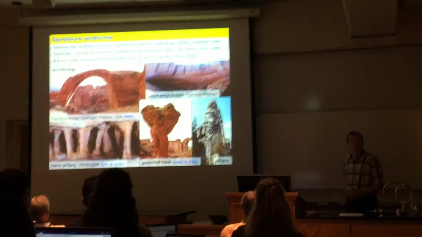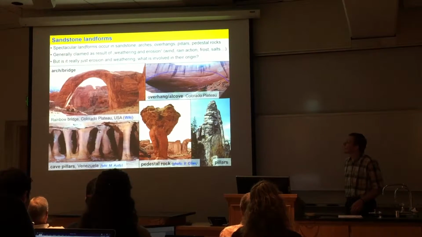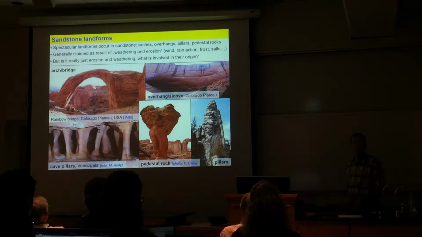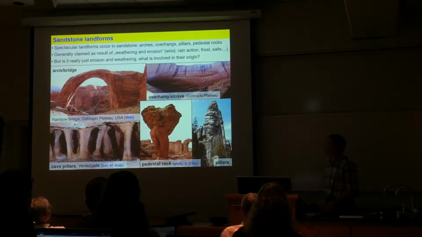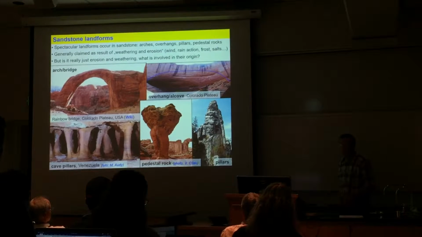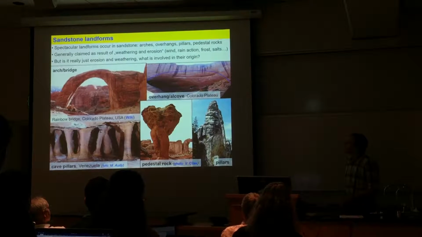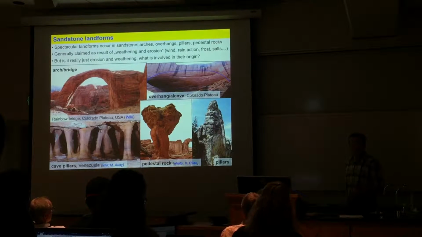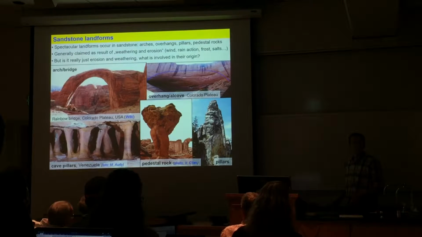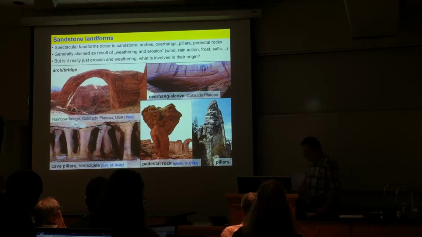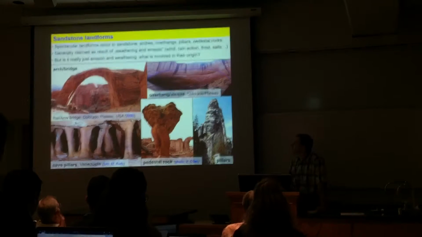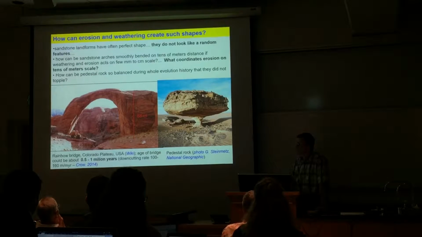We know that in sandstone regions there are spectacular landforms like arches, overhangs, pillars, and pedestal rocks, and also other forms. It is generally claimed that these forms are a result of weathering and erosion, but there is maybe something involved behind what we can easily see, because the erosion and weathering could be easily seen, but maybe there are some important issues hidden behind these processes.